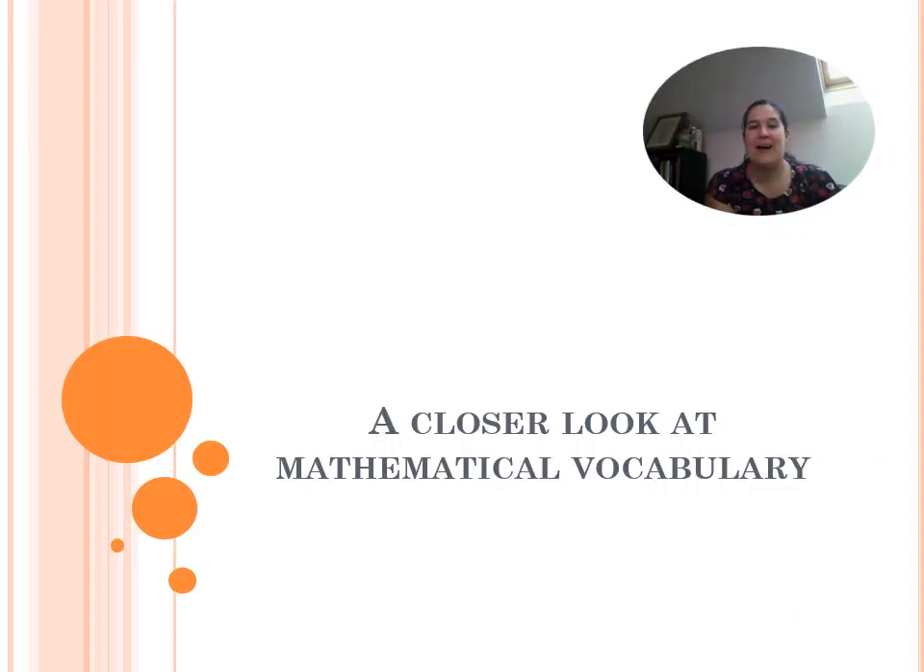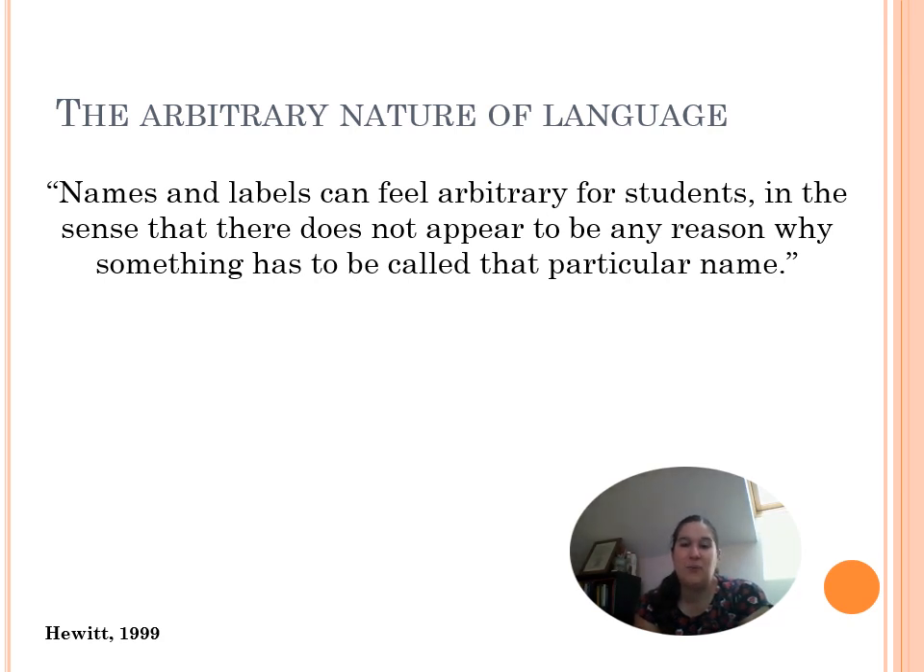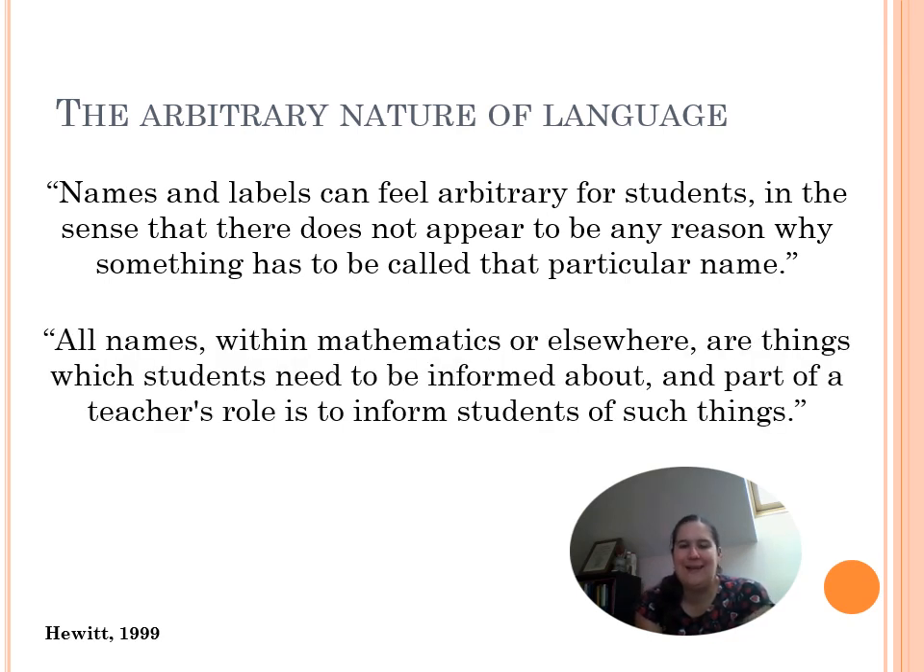So let's take a closer look at some of the mathematical vocabulary and the potential challenges that we have within that. Dave Hewitt's research and work on mathematical language is something that I recommend everybody should read, and you can find the full link to the paper at the end of this presentation. So he talks about the fact that names can feel arbitrary for students because there isn't a particular reason why something has to be called that particular name. So a square is a square because it is. Now this applies to everything, not just maths, so tables are tables because they are. And so he talks about the fact that all names are things that students need to be informed about, and it's very much part of our role as teachers to make sure that we inform students of such things. And so we need to think really carefully about how we are introducing mathematical vocabulary in our classrooms.